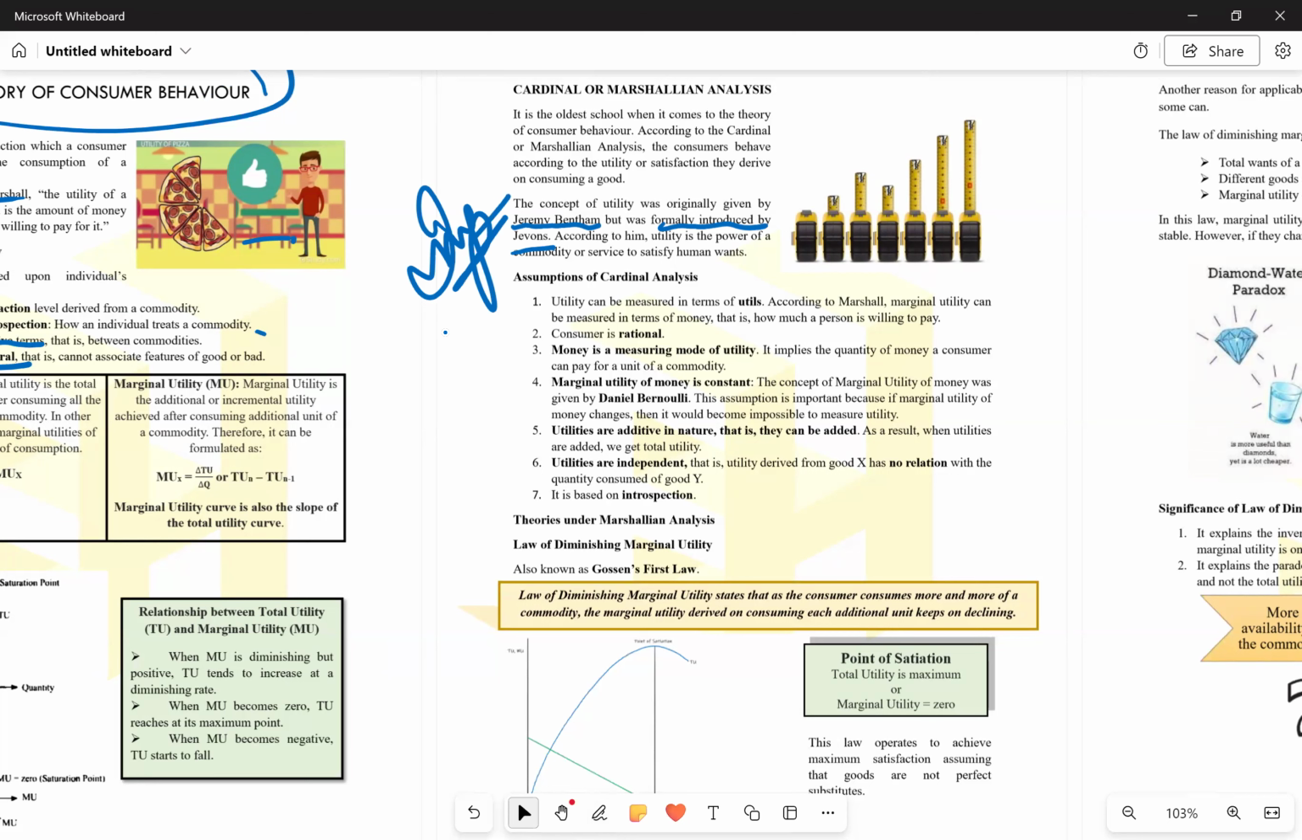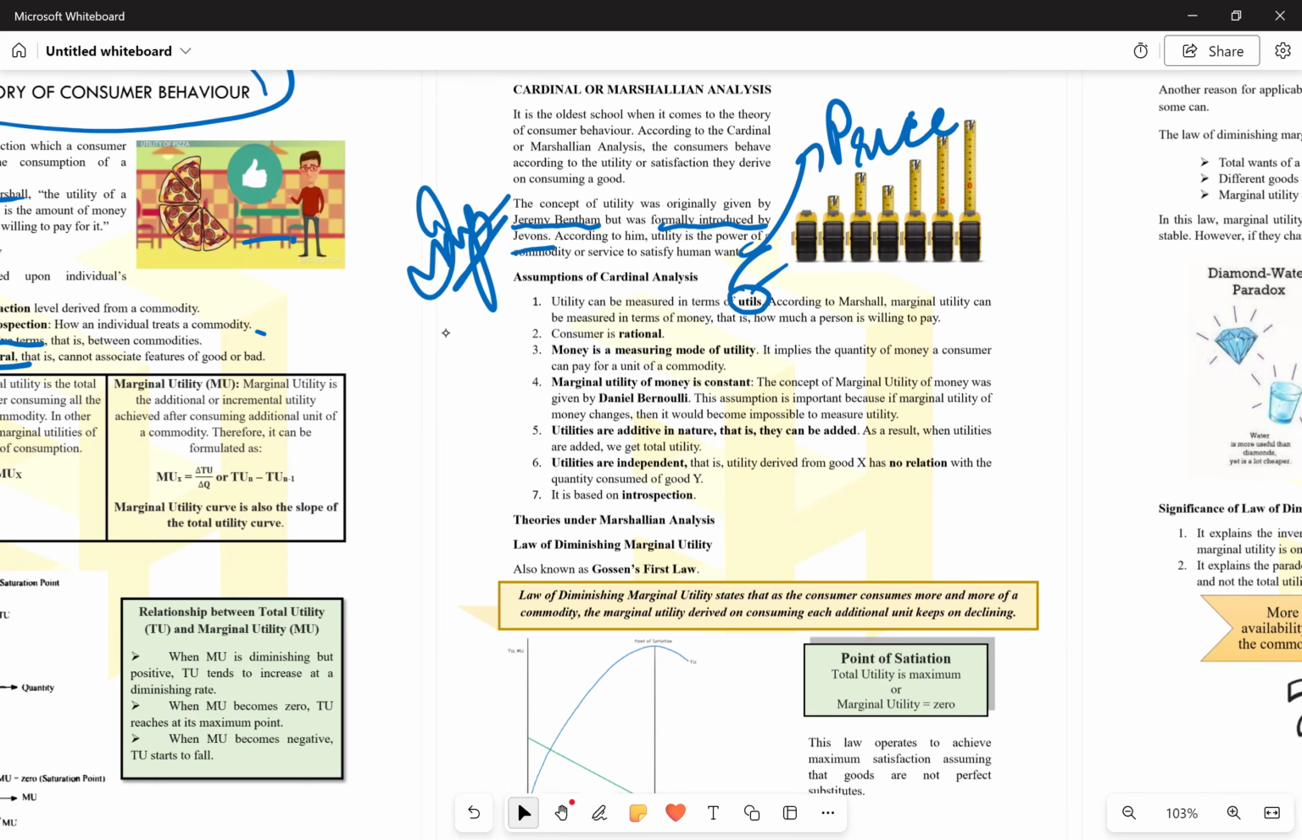Then assumptions. Again, one term which they have used to measure utility is the util. Whatever it is, there is a unit attached to it, and utility is measured in terms of utils. Just like money is measured in terms of rupees, weight is measured in terms of kgs. Similarly, utility is measured in terms of utils. And these utils are calculated by the price a person is willing to pay for a commodity.